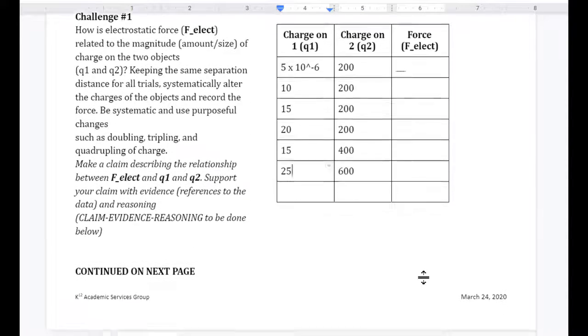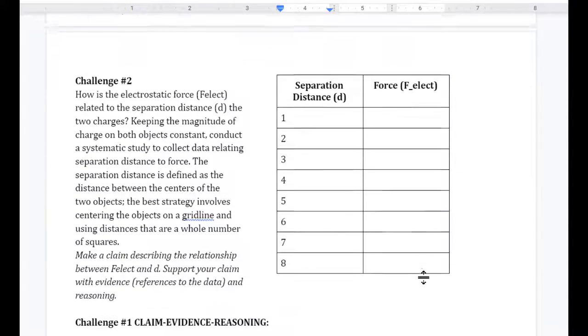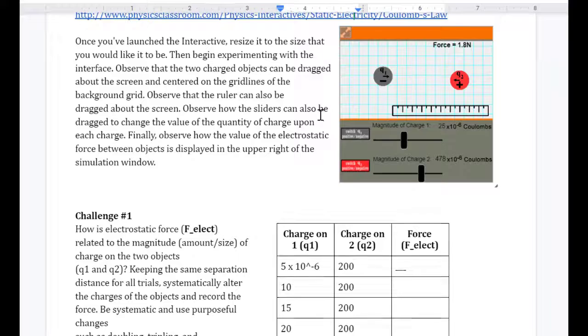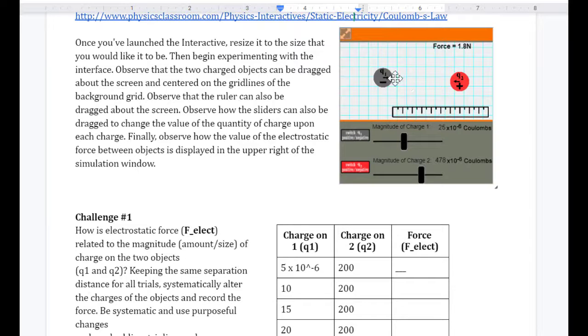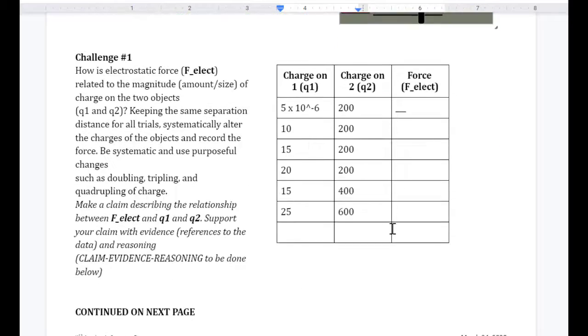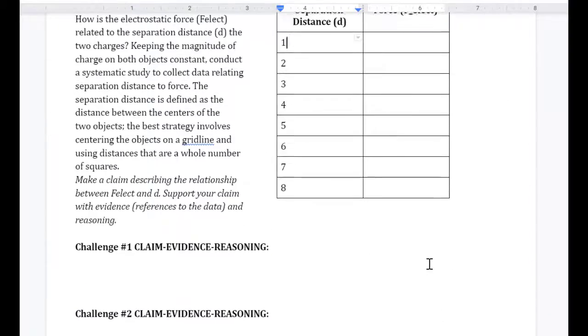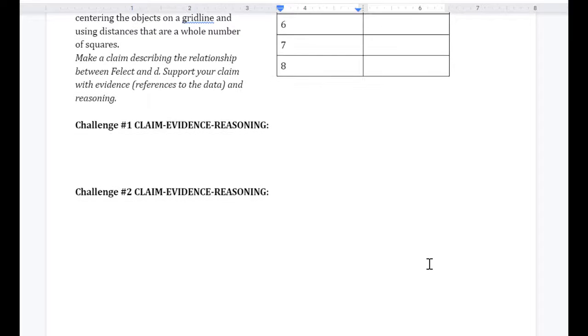All right, down here we're going to do the same thing with the distance now. So you're going to change the distances here, and if you note here, there's a ruler, and you can use these grid marks. So if you're going to double the distance, you would double the amount of grid marks, and you can use this ruler here. All right, the claim, evidence, reasoning.